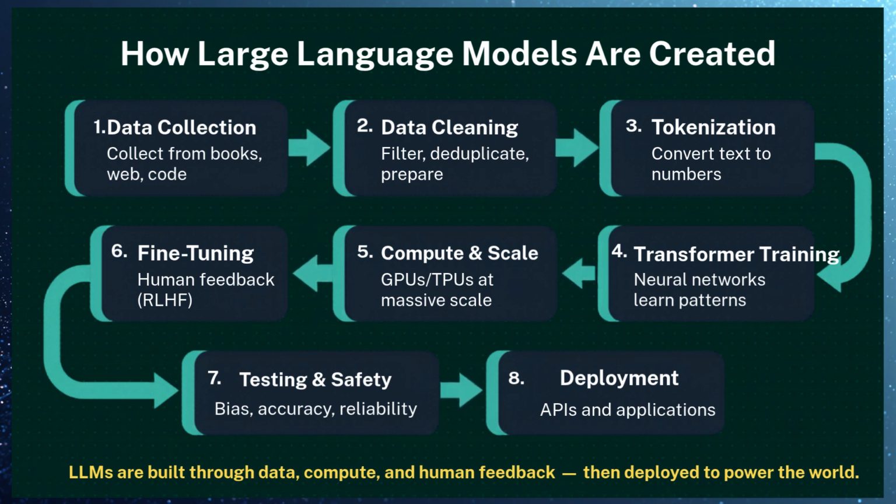Think of this as a roadmap for building an LLM. It all starts with data. Everything a model knows comes from data. That data is cleaned and prepared and then converted into numbers through a process called tokenization. Next comes the core step, training powerful transformer models using massive compute. After that, the model is fine-tuned and aligned to make it useful, safe and relevant. Finally, the model is tested, validated and deployed into real-world applications through APIs.